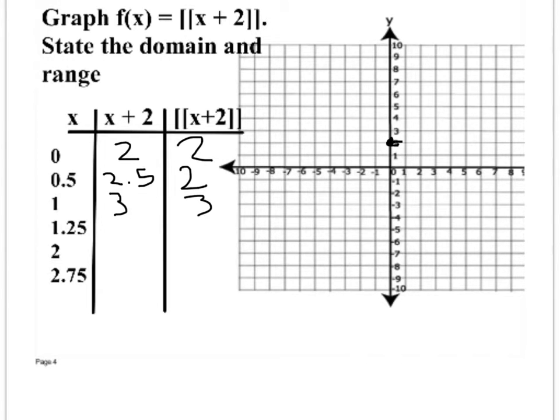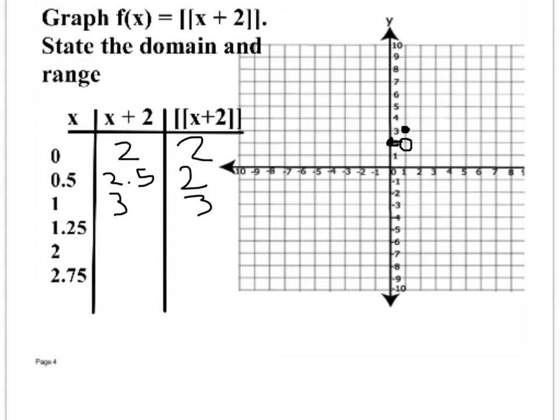3. So at 1 on my x, what's my y coordinate? 3. Okay, and it's a closed circle, right? Because it includes the point (1, 3). So up to here is going to be an open circle.